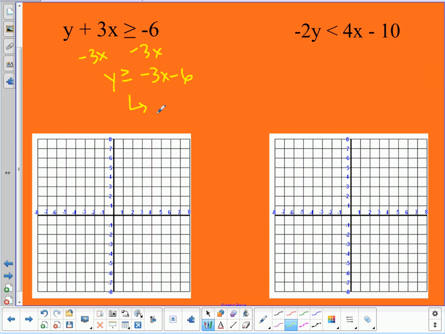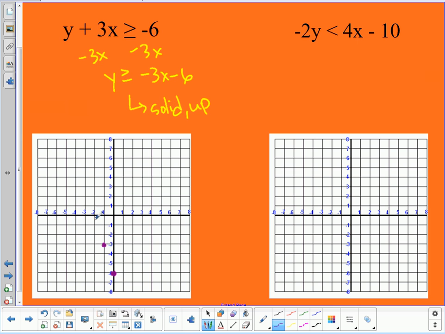I know that my symbol tells me I'm going to have a solid line, and I'm going to shade up because it's greater than or equal to. So now let's put that on the coordinate plane. Negative 6 is way down at the very bottom of your coordinate plane. So it's going to be hard to have a negative 3 slope because you're already going to be off your coordinate plane.